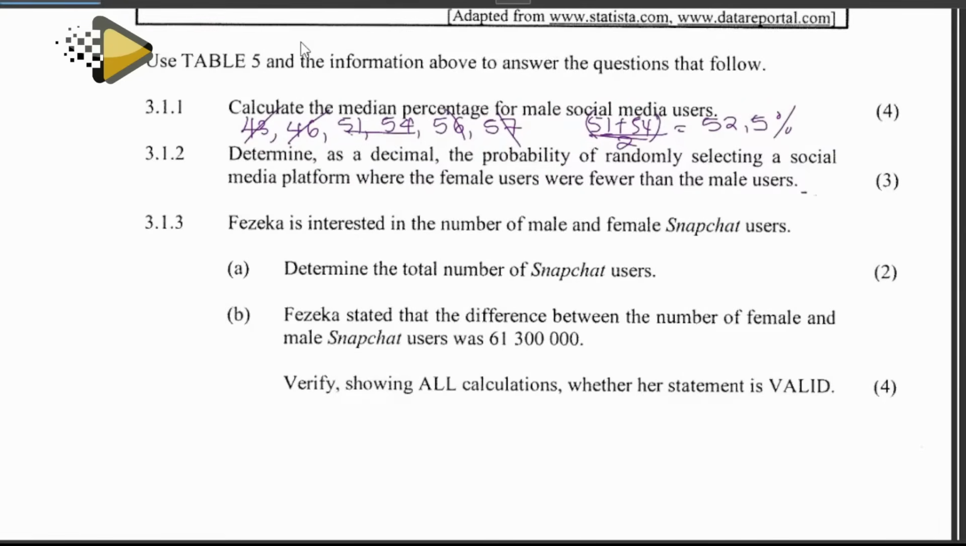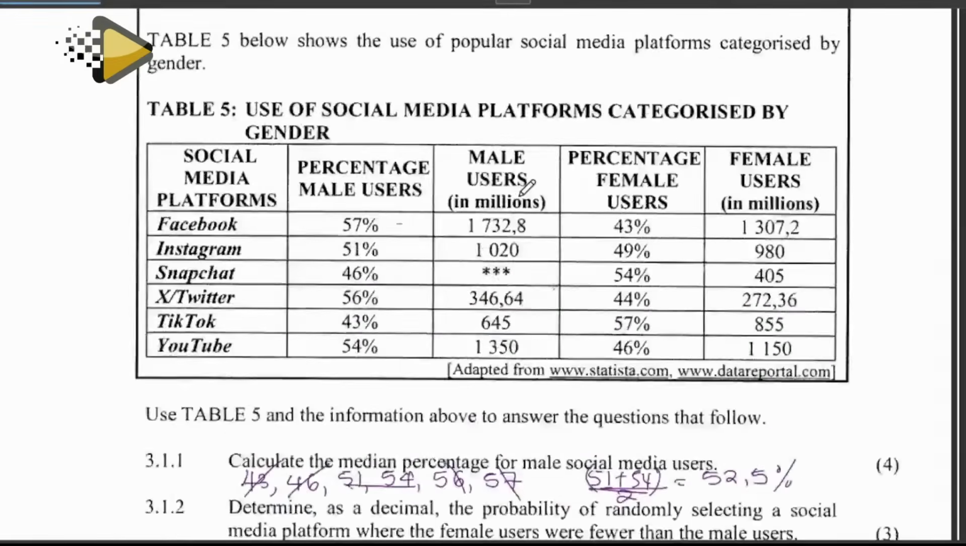All right. Determine as a decimal the probability of randomly selecting a social media platform where the female users were fewer than the male users. Let's look at that. By the way, you can just check the percent, because these percentages, when you add them, should add up to 100%. Then 51 plus 49. Don't you see? It's 100%.